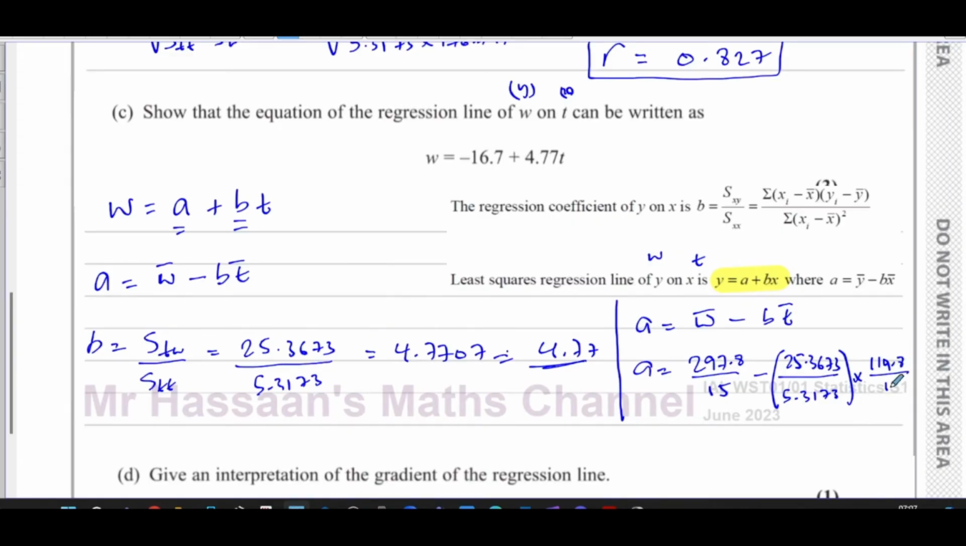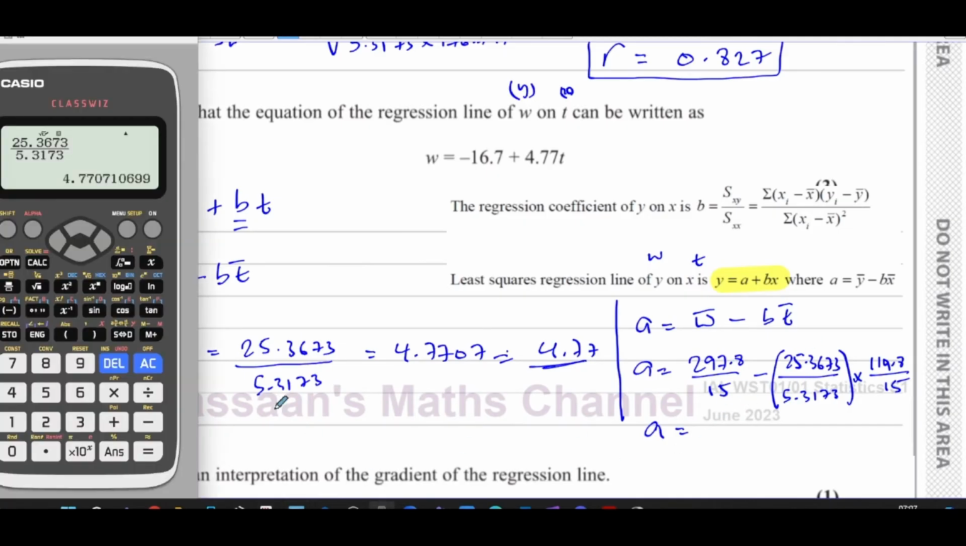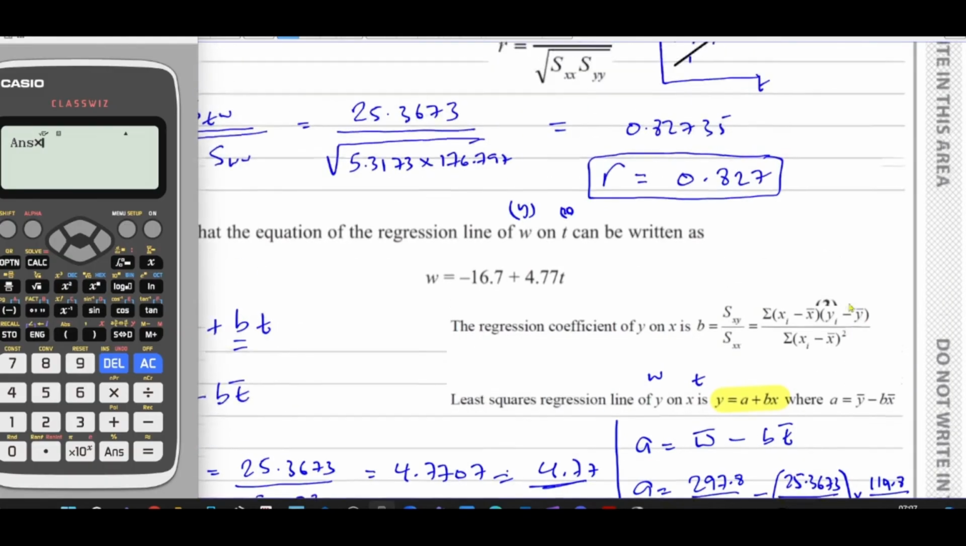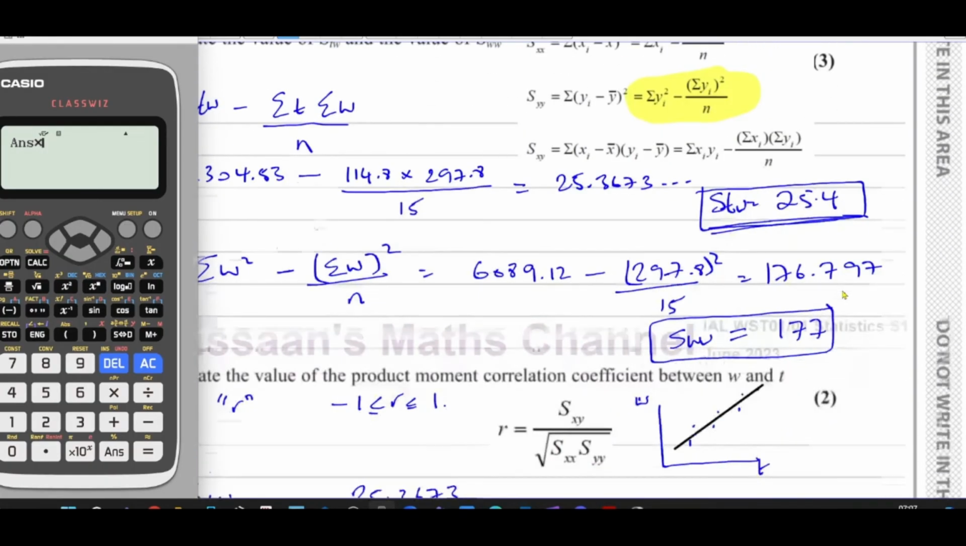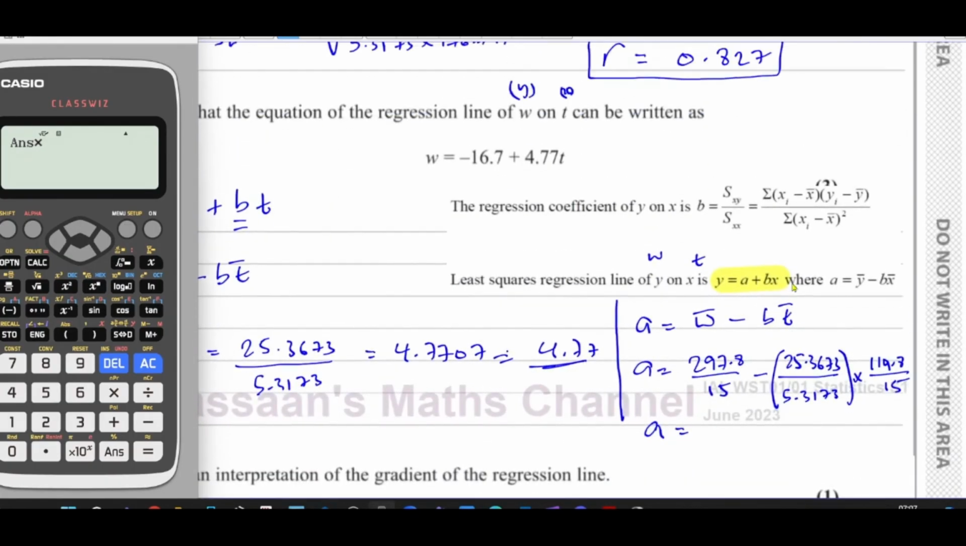114.8 divided by the number of entries, 15. That's going to give you a value of A. Okay, so I'm going to use this fraction in this form, which I already have in my calculator like this. So I'll multiply that by 114.8 over 15.